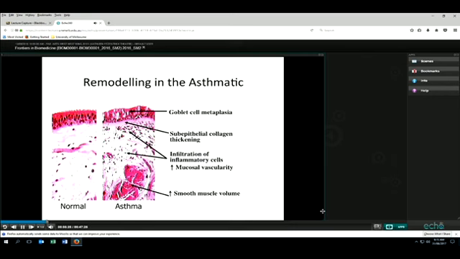The other main thing is smooth muscle hypertrophy. So you can see here a very significant smooth muscle volume, and this smooth muscle not only is increased in size, it then also is much more prone to stimulation or hyper-responsiveness in patients with asthma.